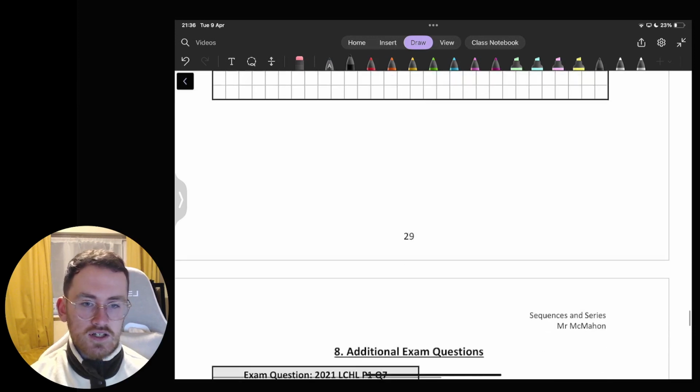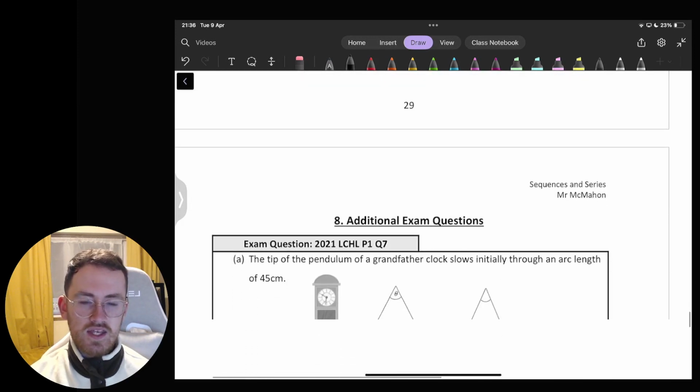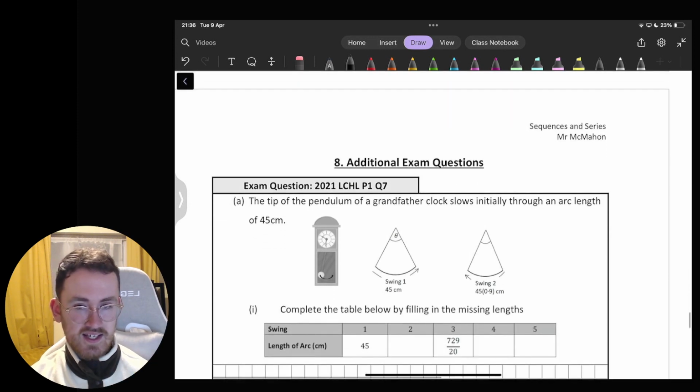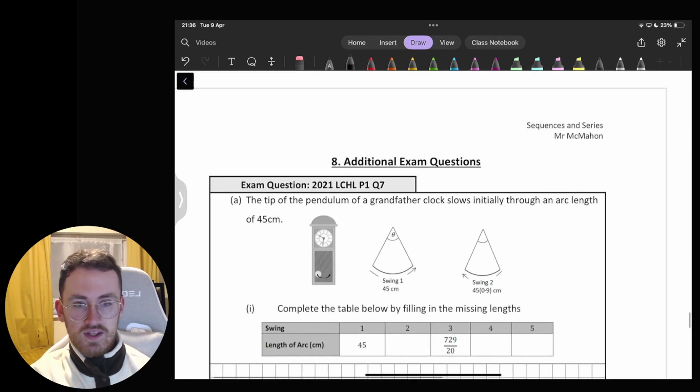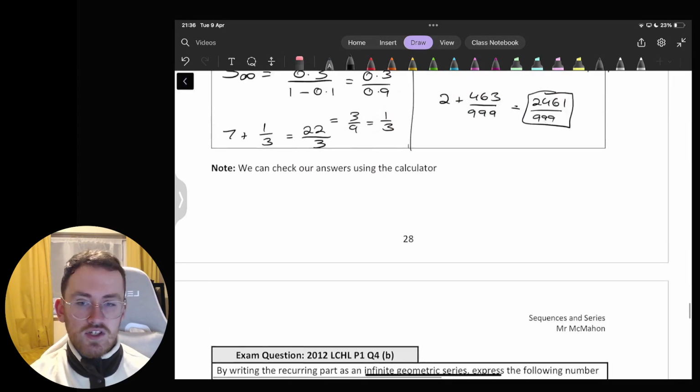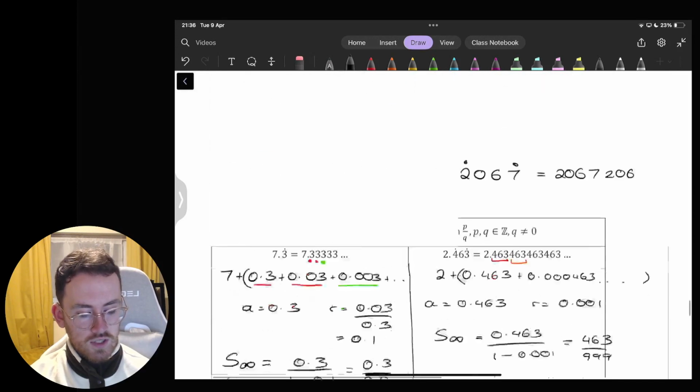Now there's some additional exam questions for you to practice as well. These are looking across the spectrum of the questions that we've done. The first one, even there, you can see is bringing in a little bit of trigonometry with the length of the arc there, and area. I might do a video for those separately, but just ones to work on for yourselves.